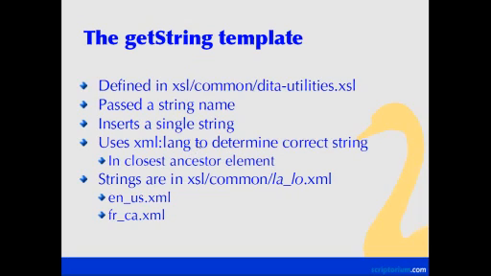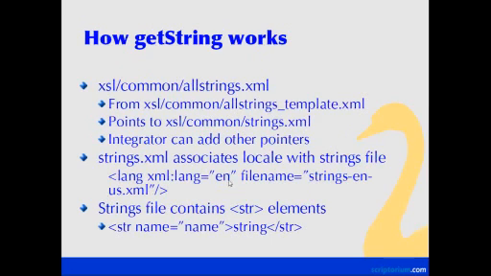Now, when you call getString in the XSL, it looks at the nearest ancestor to your current element, to the current context. So if that's at the topic level, it uses whatever is defined as xml:lang up at your root. And then actually we talk about the strings in the next slide. So how does getString work?